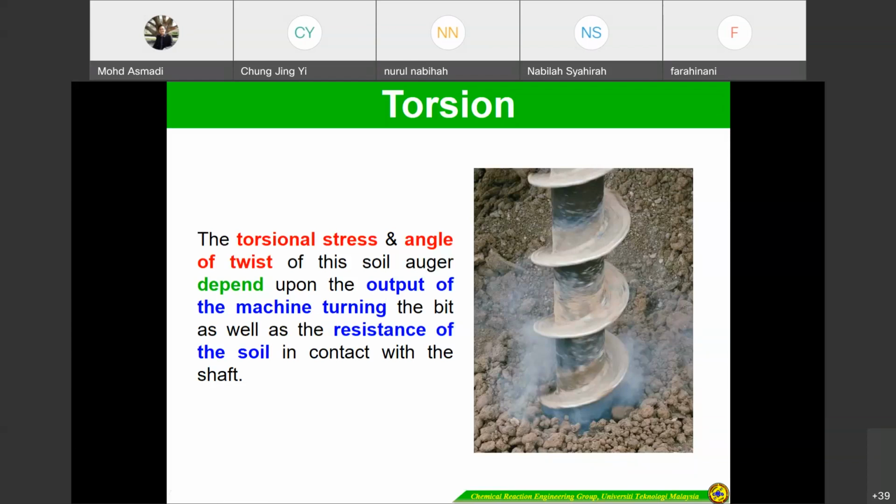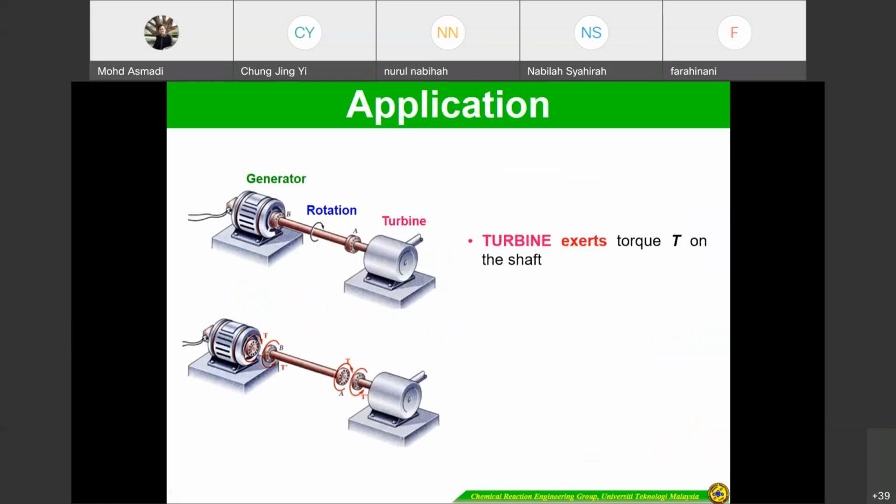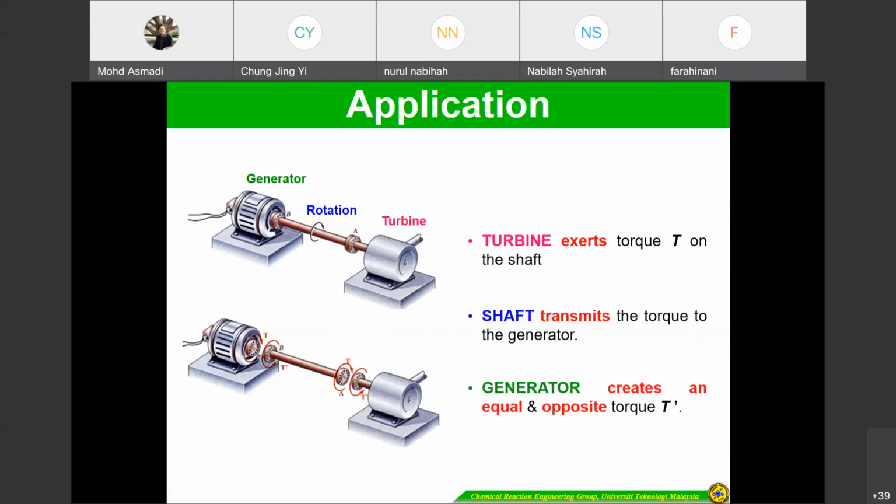For example, a turbine exerts a torque T on the shaft. The turbine gives power and exerts torque, so it rotates, here counterclockwise. This shaft transmits the torque to the generator, and the generator creates an equal and opposite torque.